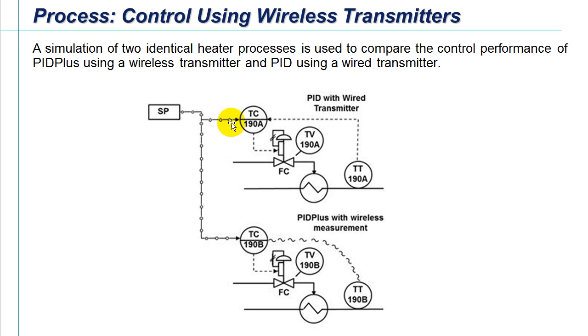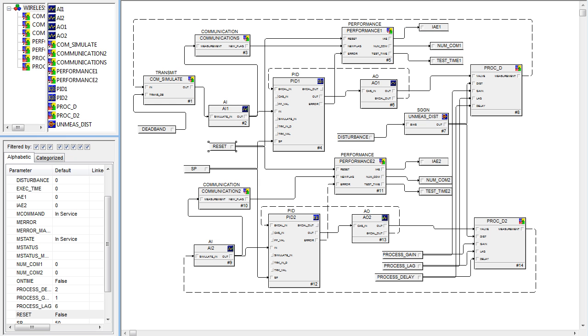The set point for both the conventional control and the wireless control are common, so a change will impact both. Also, in the simulation setup the disturbance impacts both heaters at exactly the same time, so we can compare performance for set point as well as disturbances.